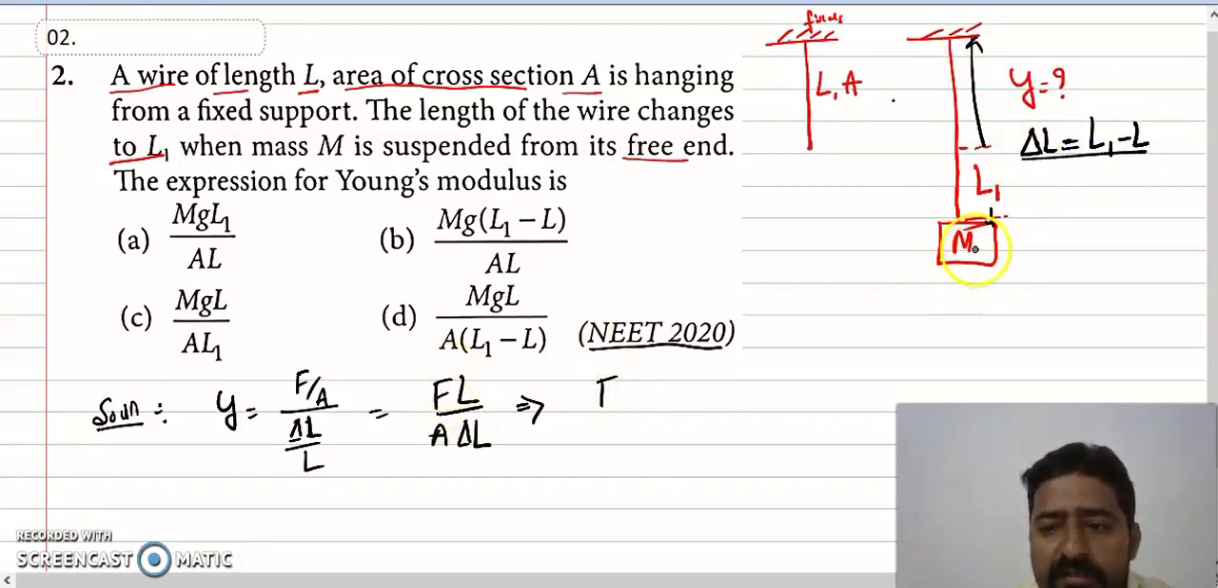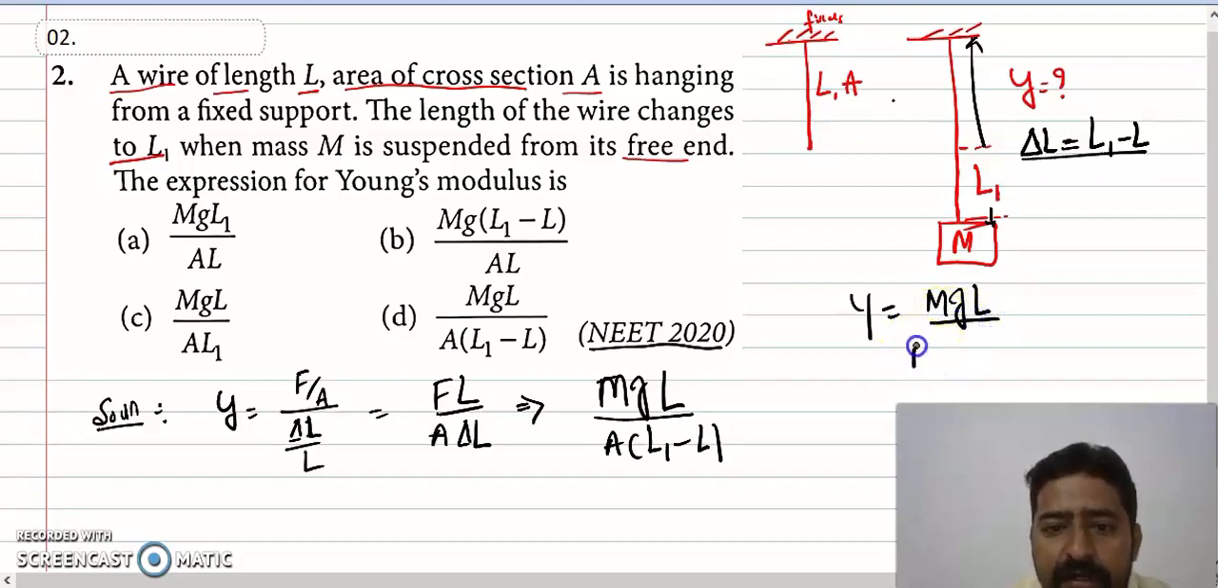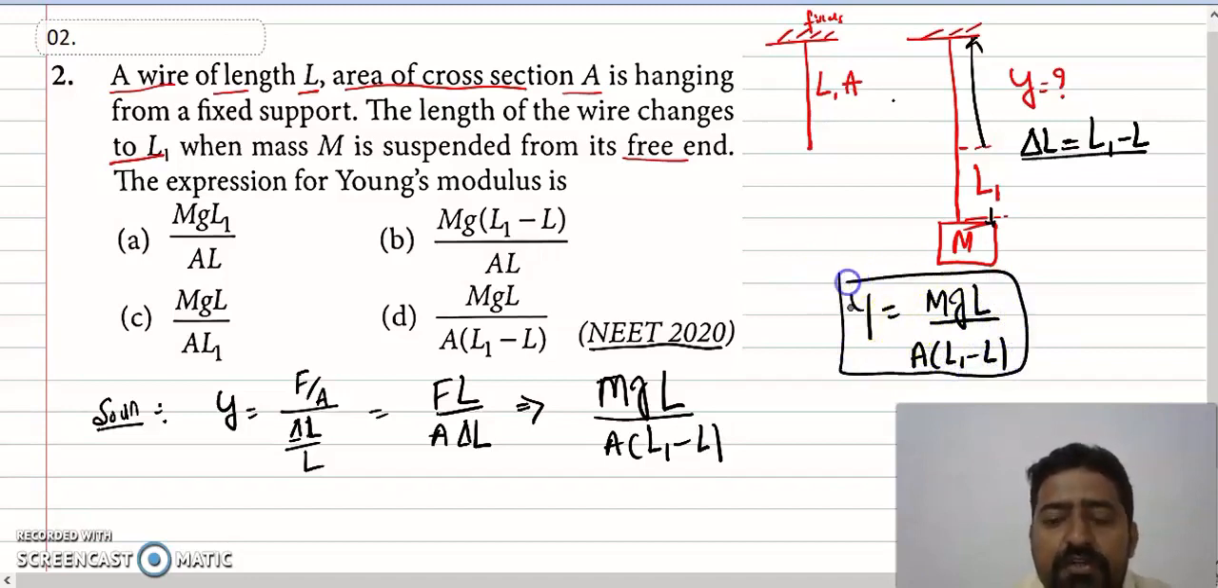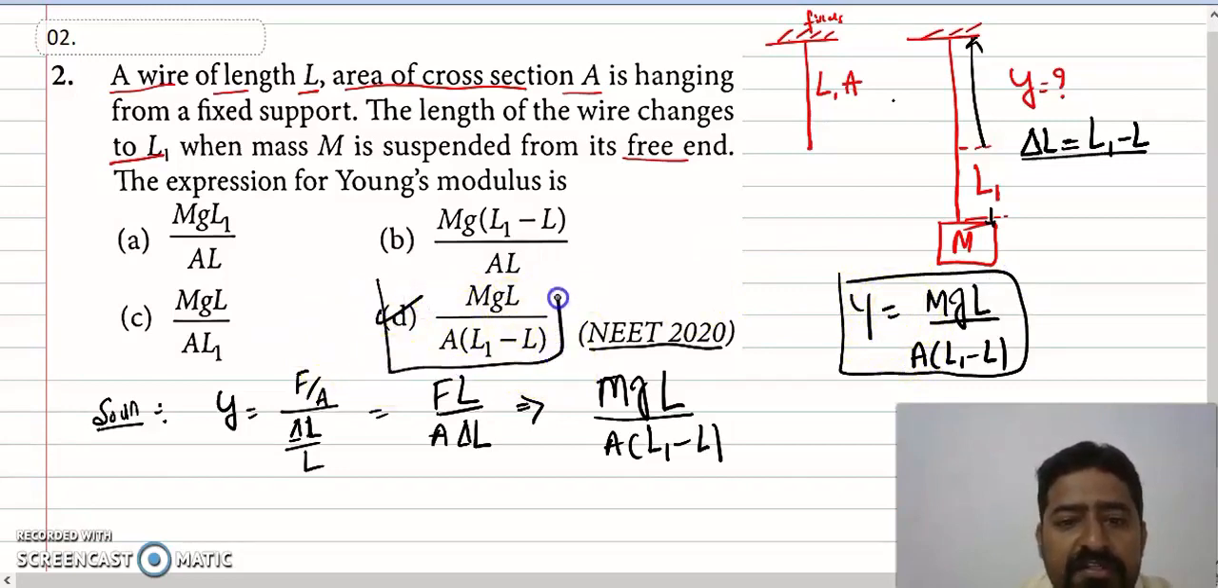Now put the value of F. The force is the mass M, that is M into g. L is as it is, then A. The change in the length is L1 minus L. So Young's modulus is equal to MgL divided by A into L1 minus L. Which option is correct? Option D is the correct answer for the second question.